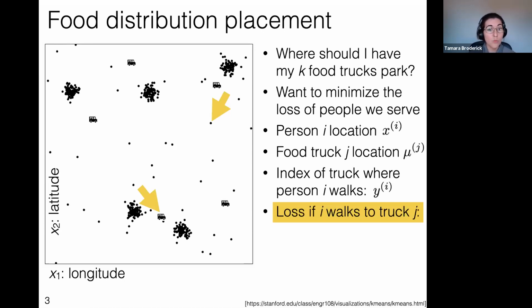Okay, so finally, we have the notation to be able to say something like, what's the loss of the ith person walking to the jth truck? Now, it could be anything. I mean, really, you could choose whatever loss is most appropriate to you.